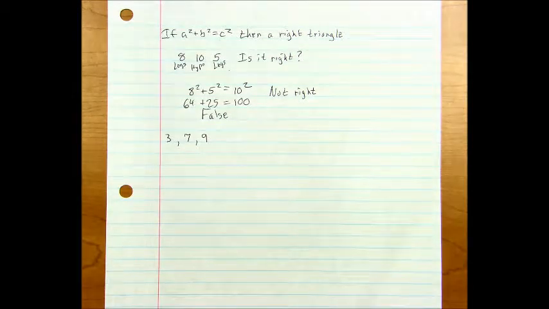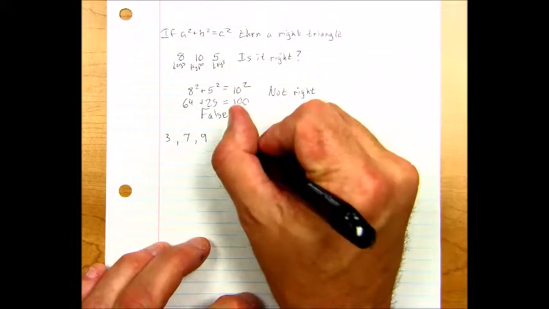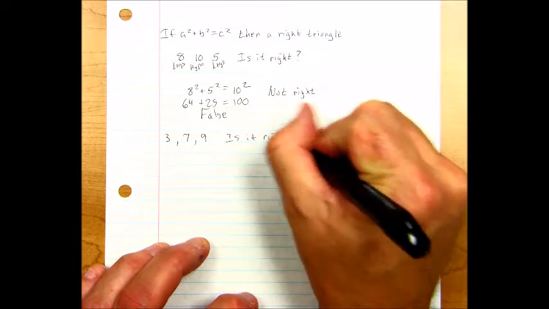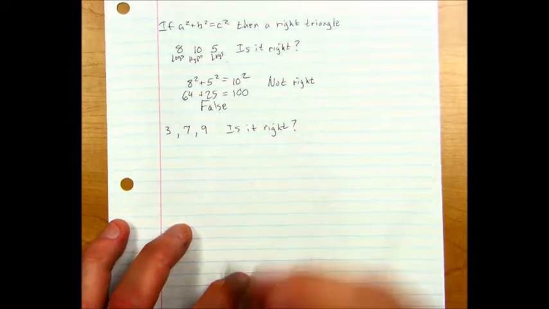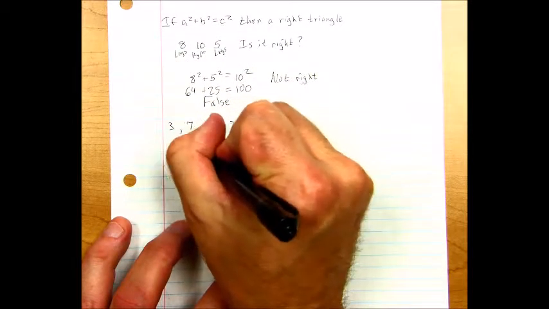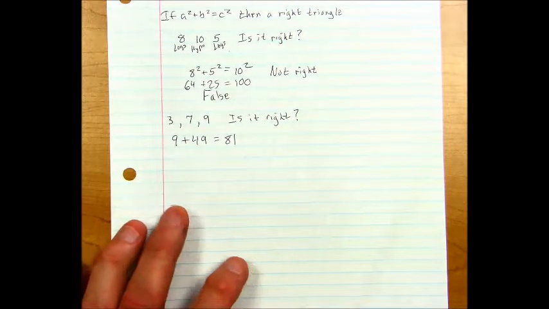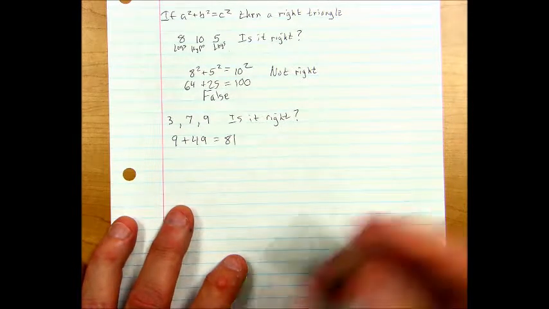Well, to figure that out, 9 plus 49, is that equal to 81? No. Not even close.